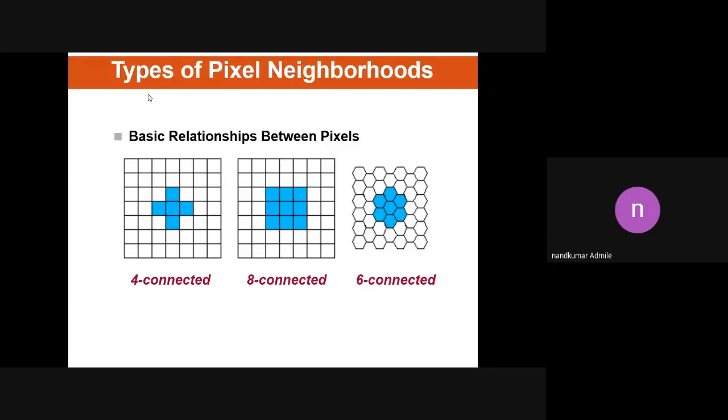And what is a 6 connected? If 6 pixels are connected adjacent to each other, it is called 6 connected pixels. Okay. So this idea is clear. What is 4 connected and what is 8 connected? Okay, so for our syllabus, we have to consider 4 connected pixels and 8 connected pixels.